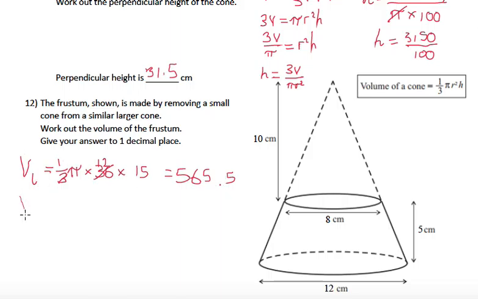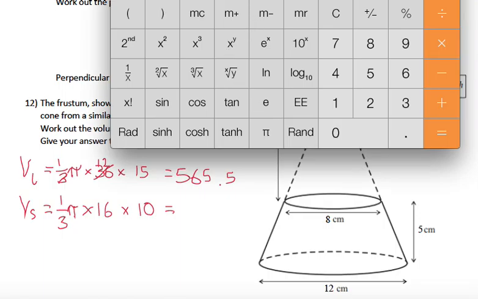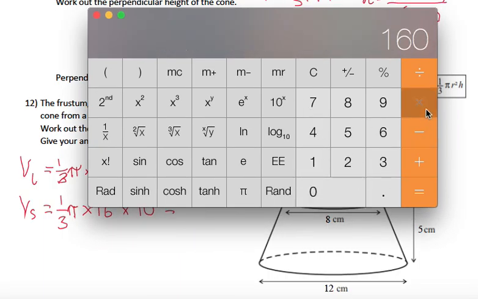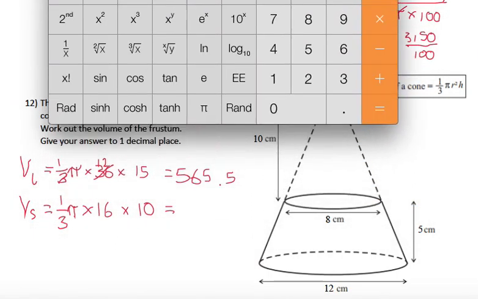Okay, and then if I work out the volume of the smaller cone, I use S for smaller. That's a third times pi times the radius squared, and the radius this time is 4. 4 squared is 16, and the height is 10. So on this one I haven't got any multiples of 3 here that I can cancel off with a 3, so I'm just going to have to divide this all by 3 at the end. 16 times 10 is 160 times pi divided by 3. So we've got 160 pi over 3. 167.6.